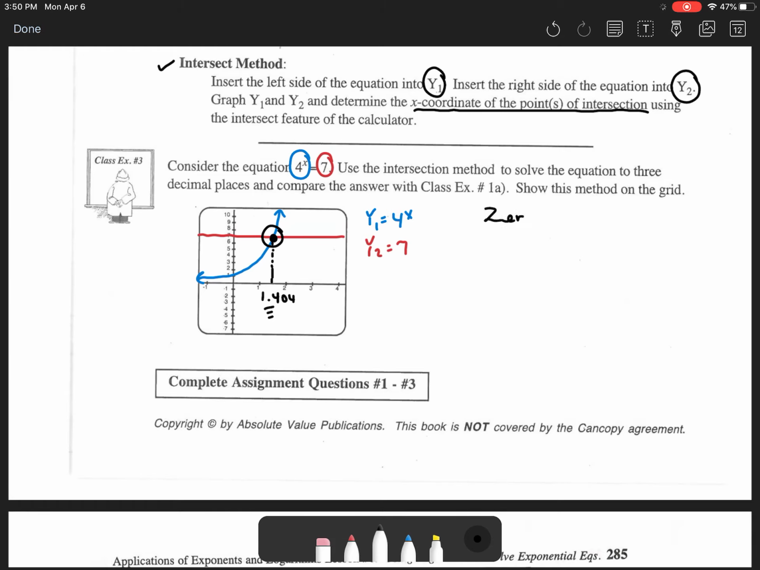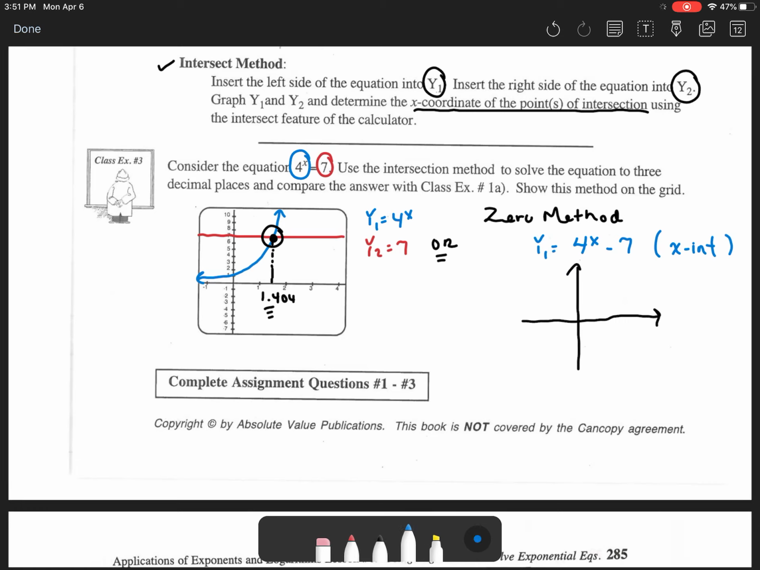There is another method, like I said, which is basically called the zero method. Now remember, zeros are the same as x-intercepts when we are talking about the graph. So if I wanted to use the zero method, I could graph everything as one function. So in that case, I would be graphing just one function, y is equal to 4 to the exponent of x, and then minus 7, and then looking for basically the x-intercept, or the zero of the function. So what that would look like when you use your calculator would be something along these lines, all right? I would graph that function.